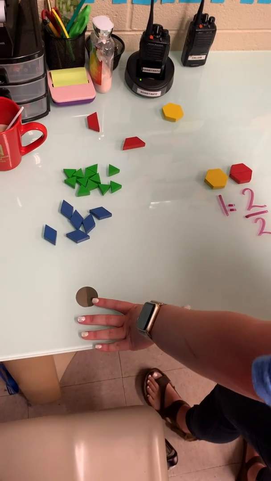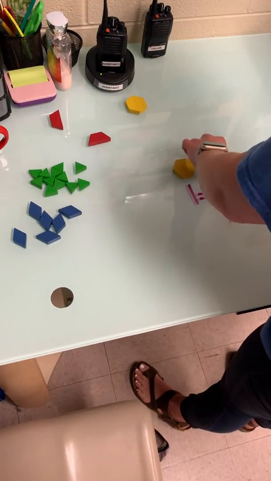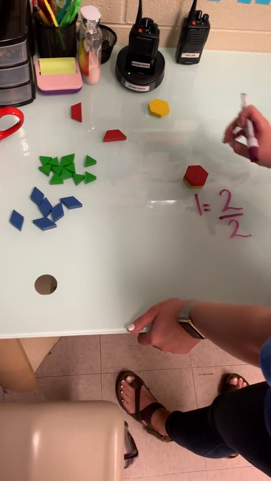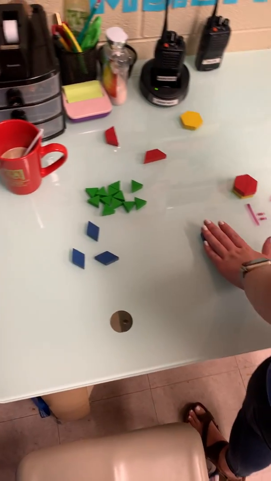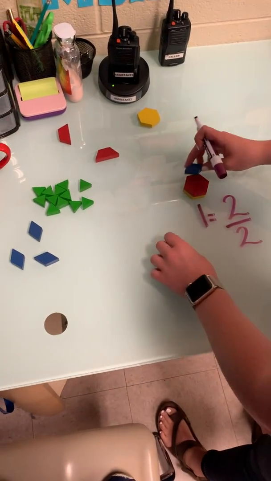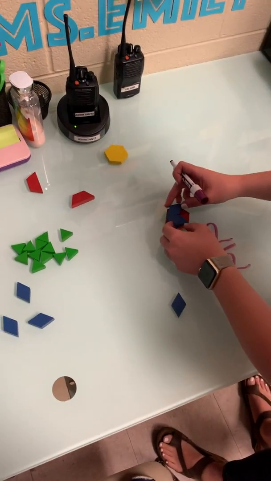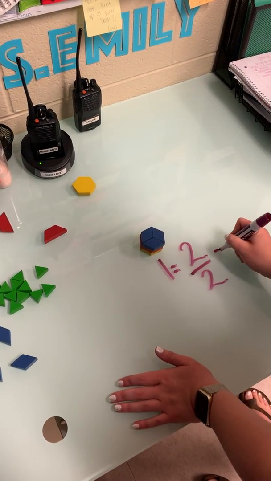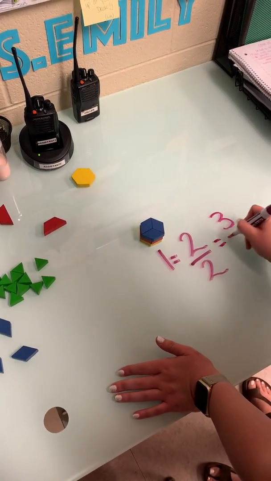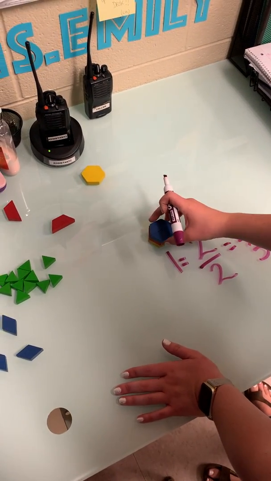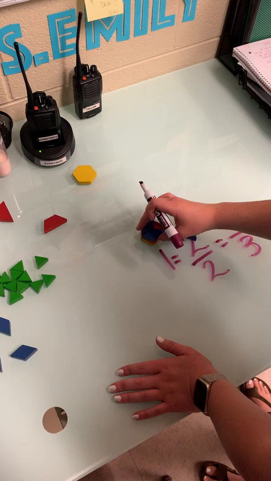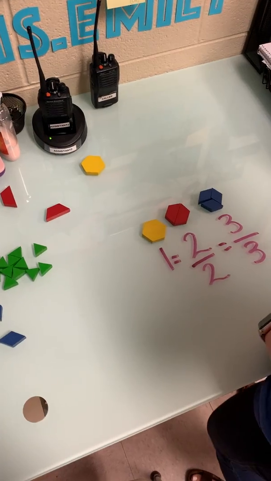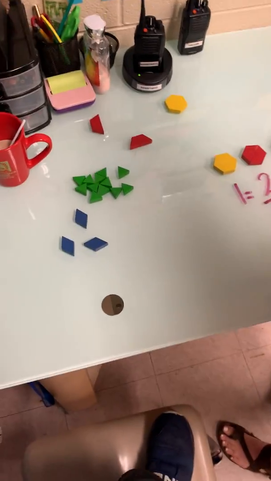Then you could also ask them, okay, so if two red trapezoids equal one yellow hexagon, how many blue rhombuses equal your two red trapezoids? So then they would have to see that 3 equal that. So 3 out of 3 blue rhombuses equals 2 red trapezoids, which is equal to 1 yellow hexagon.